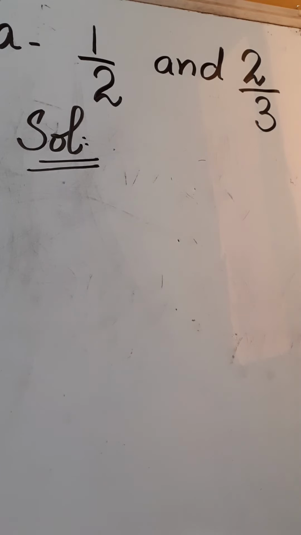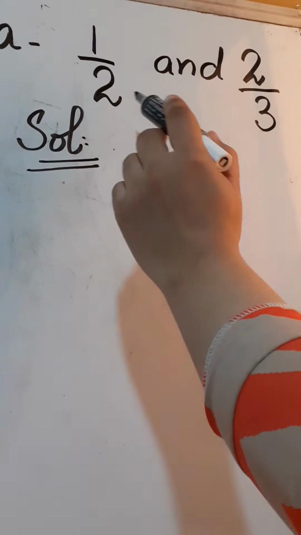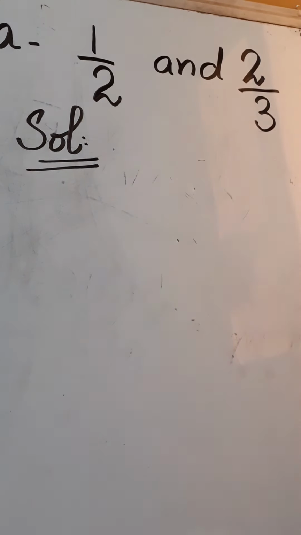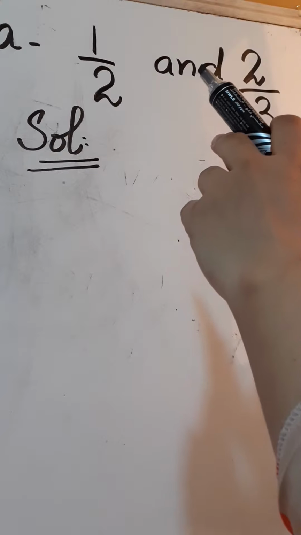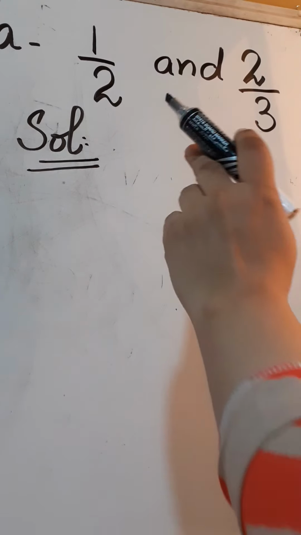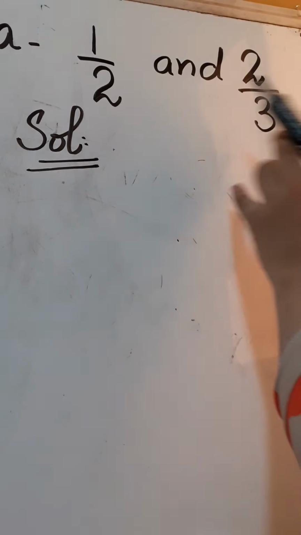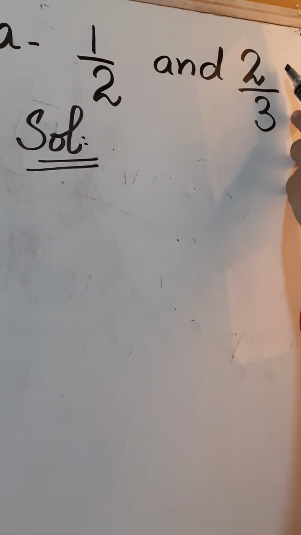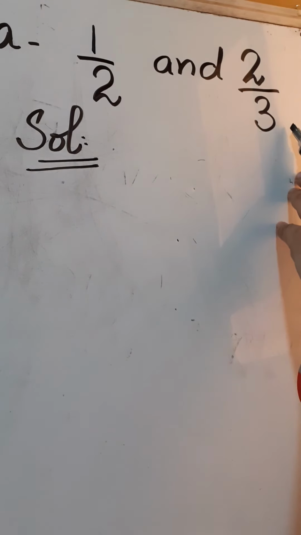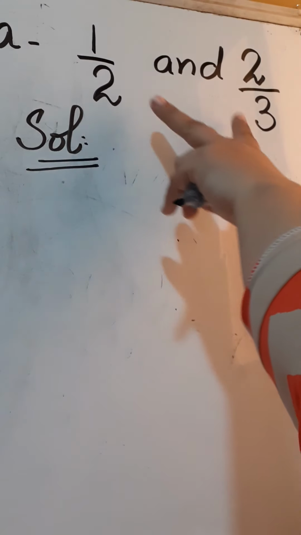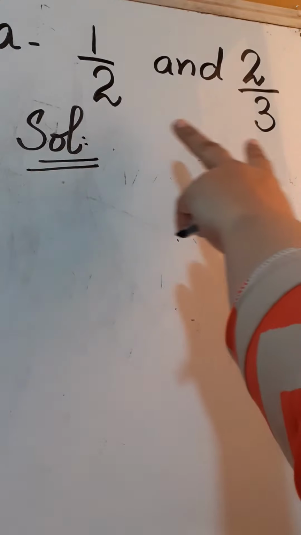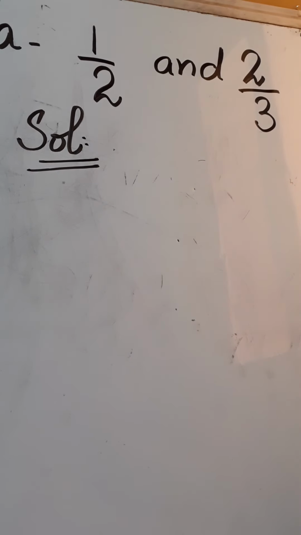Yes students, part A is 1 by 2 and 2 by 3. In the fraction 1 by 2, 2 is the denominator and 1 is the numerator. In the other fraction, 3 is the denominator and 2 is the numerator. In these fractions, 2 and 3 are the denominators. We want to make them the same.